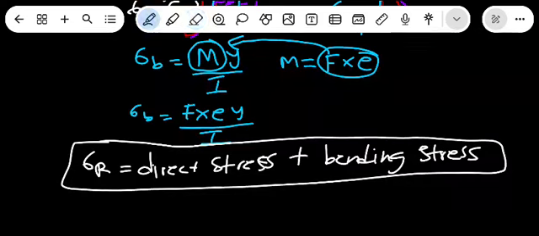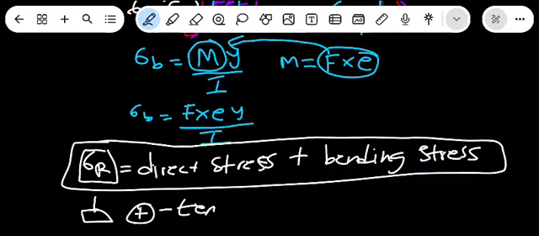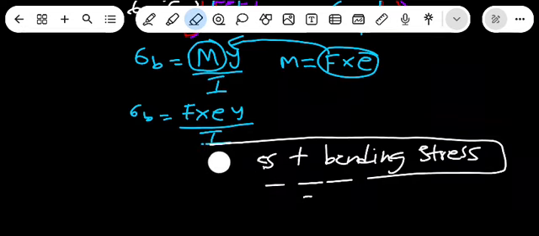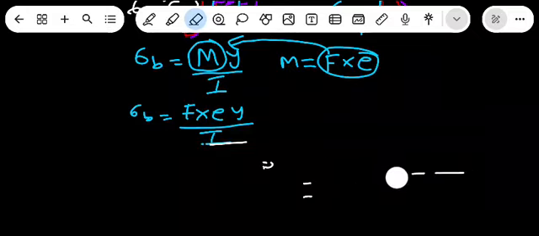So how can we tell that our resultant is going to be compressive or tensile? If you obtain the answer as positive, it's going to be tensile. If you obtain your resultant as negative, it's going to be compressive, the nature of the stress. Are we together? So that is what we have.